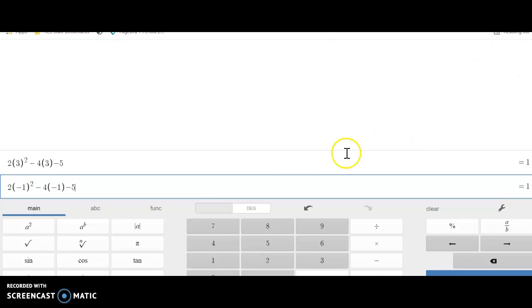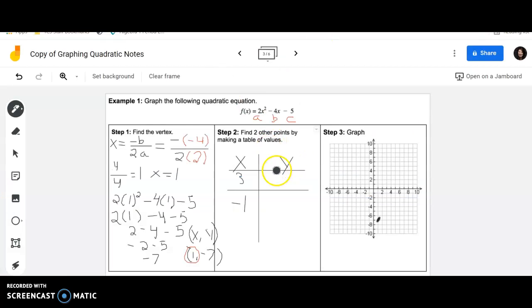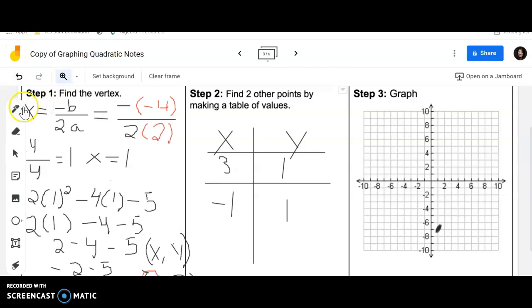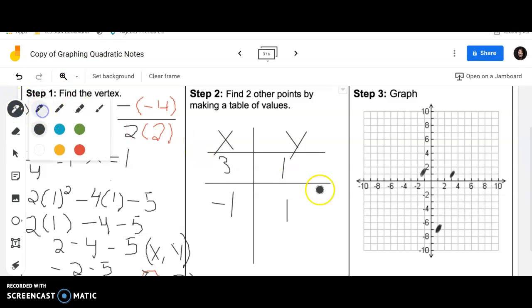And you should get the same number. We get 1 for both, and that's the way it should be. We should get a 1. And I'll show you why when we're graphing that. It's going to be 3, 1, and then negative 1, 1. See how it should be the same on both sides? It should be a mirror image on both sides of the parabola.